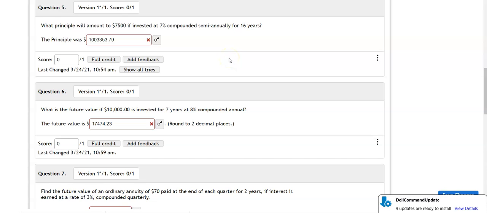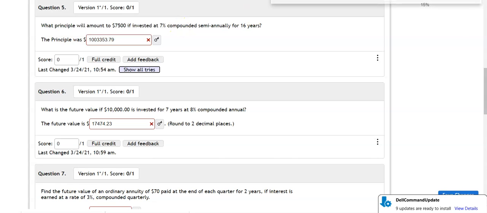Okay, so let's work through these three questions. What principal will amount to $7,500 if invested at 7% compounded semi-annually for 16 years? All right, now realize that the principal is always the original amount, and this $7,500 is what we're going to have after 16 years. So the principal should be a smaller amount than that 7,500, which tells you that this is really way too large. So let's go ahead and work through it.